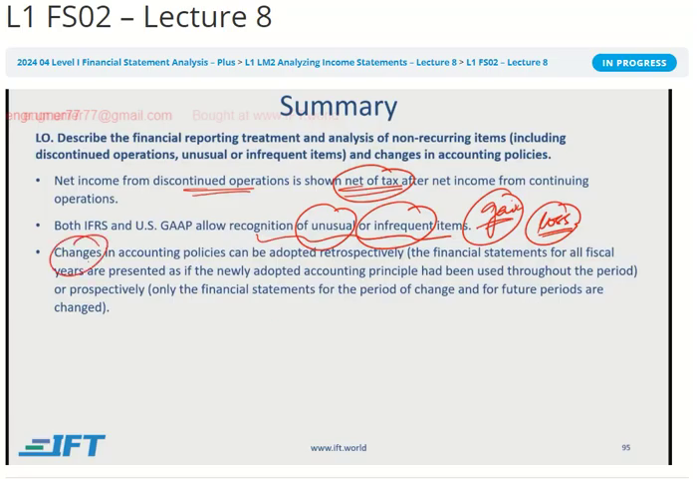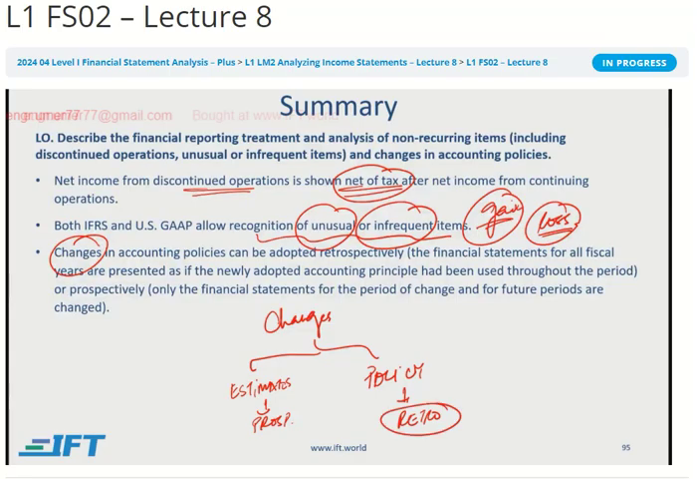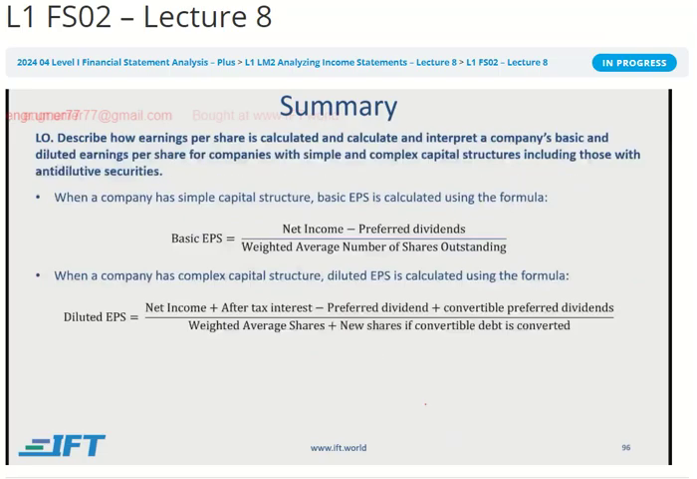In terms of changes, we talked about the changes in policy versus the changes in estimates, right? So policy changes have to be done retrospectively, whereas estimates can be done prospectively. And if you have any error, then that just has to be fixed by updating the opening balance of your retained earnings. And there is a modified retrospective approach which has a similar situation where you can just adjust the opening balance of your retained earnings.